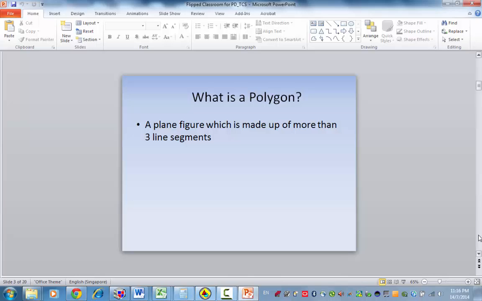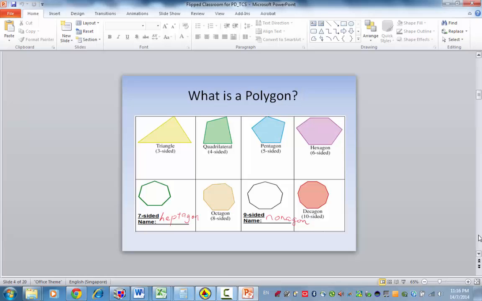So what is a polygon? It's a plane figure which is made out of more than 3 line segments. Here are a few common polygons. A 3-sided is known as triangle, 4-sided a quadrilateral, 5-sided a pentagon, 6-sided a hexagon, 7-sided a heptagon, 8-sided a octagon, 9-sided a nonagon, 10-sided is a decagon. Please remember these common names of the polygons.